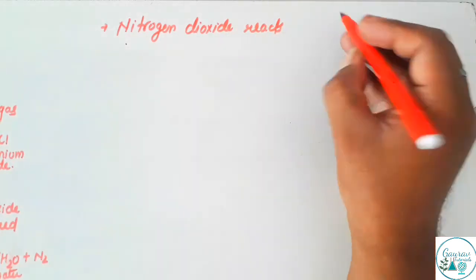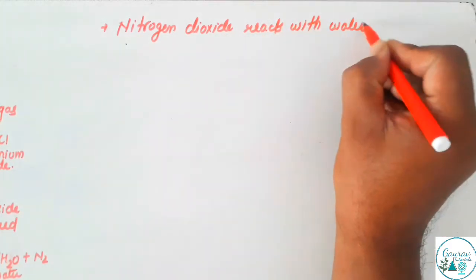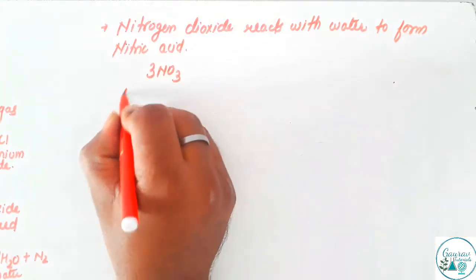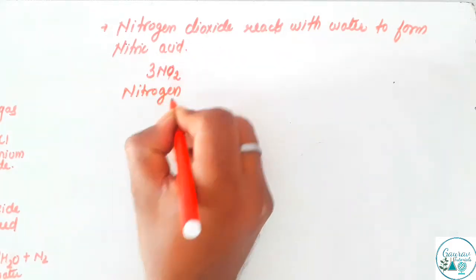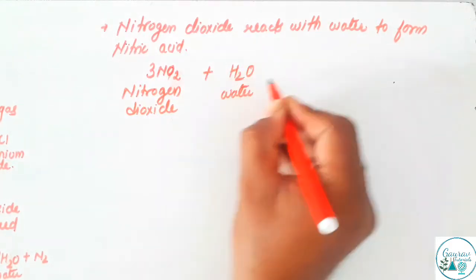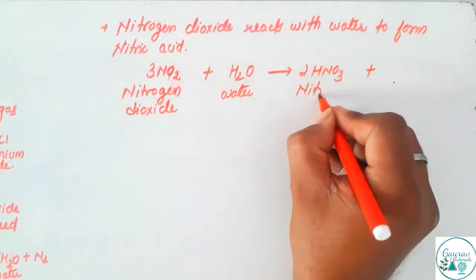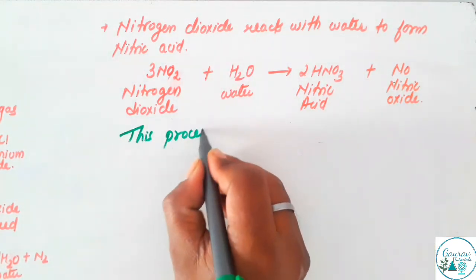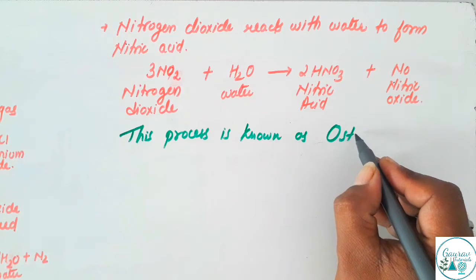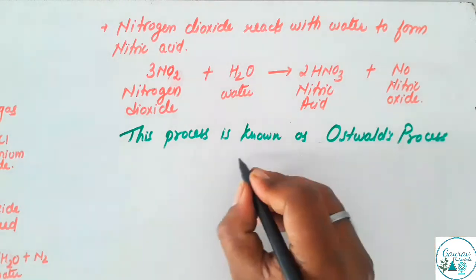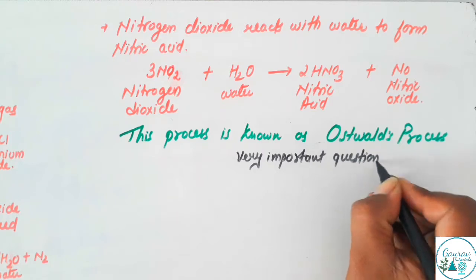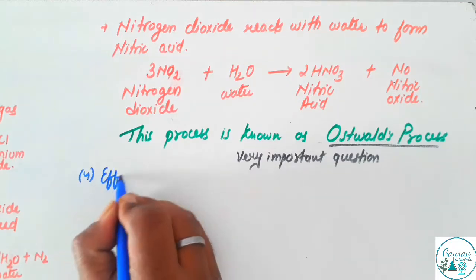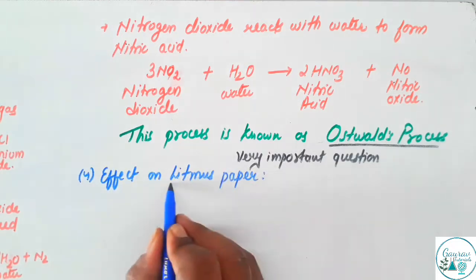Nitrogen dioxide would react immediately with water and it would form nitric acid. The reaction could be written as 3NO2 plus H2O forms 2HNO3, which is nitric acid, and NO. This NO could be again used in the reaction to form the product, which is nitric acid. The whole process is known as Ostwald's process. Dear students, this is a very important question asked in exams very regularly. I would request you to pay very special emphasis on this.